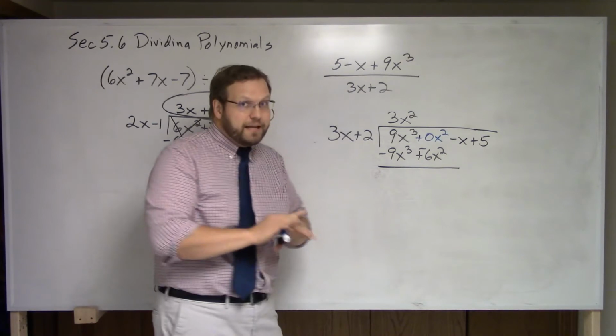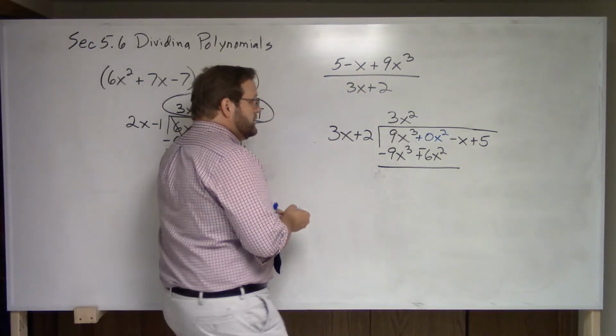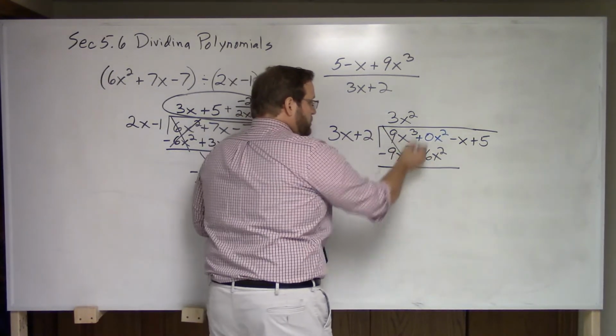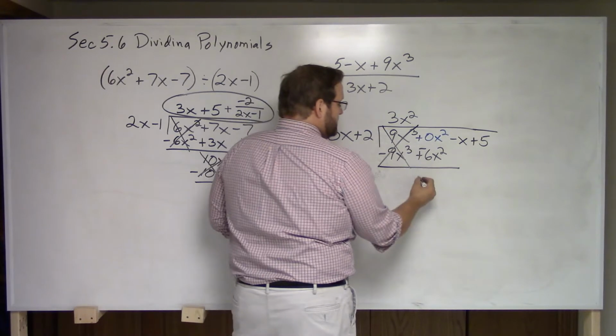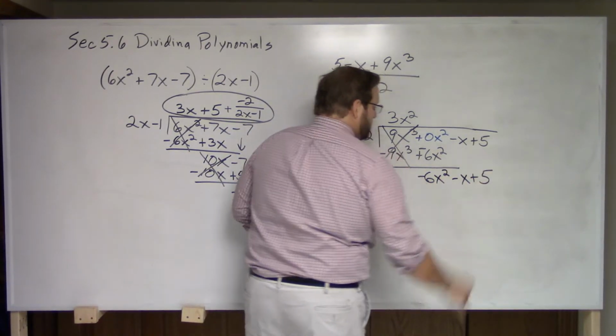Okay, after that, same old stuff, we're sailing through the problem. So we did the 3x squared, we multiplied, we changed the signs. Those cancel. 0 minus 6 is negative 6x squared minus x plus 5.